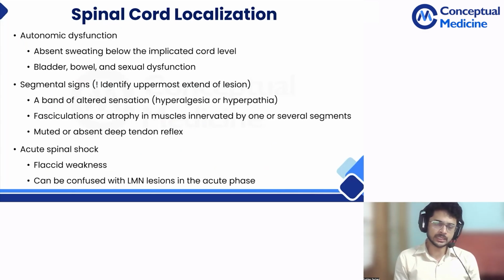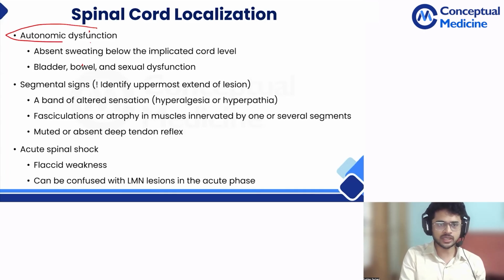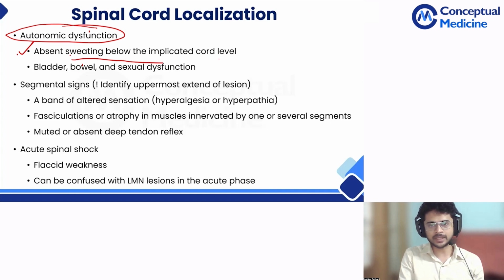Other clues for spinal cord localization is autonomic dysfunction. Usually the patient will note that there is absent sweating below the implicated cord level, and patients will have significant bowel, bladder, and sexual dysfunction.